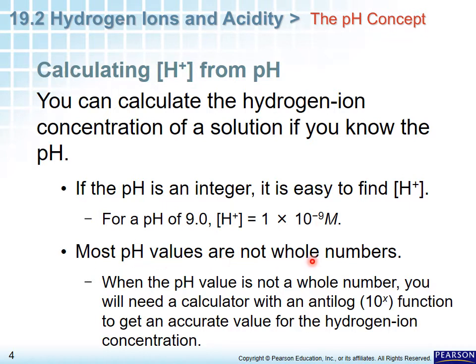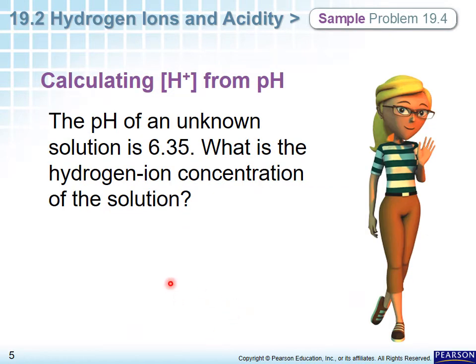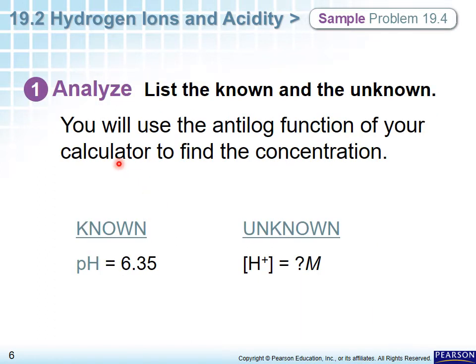Most pH values are not whole numbers. When the pH value is not a whole number, you will need a calculator with an antilog, 10 power x function, to get an accurate value of the hydrogen ion concentration. So, calculating H positive ion from pH. The pH of an unknown solution is 6.35. What is the hydrogen ion concentration of the solution? This is your question. So let's start.